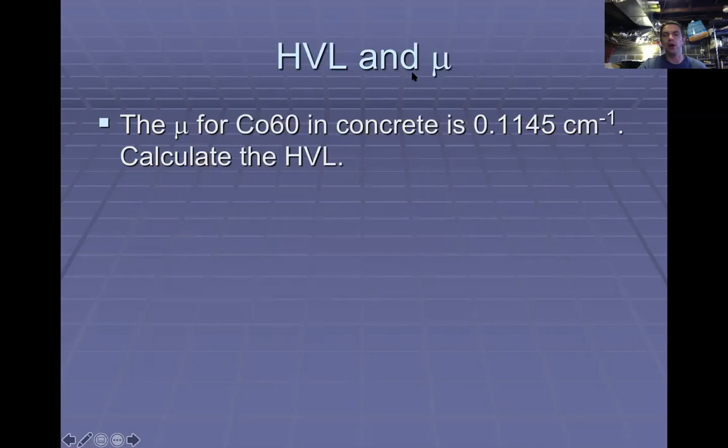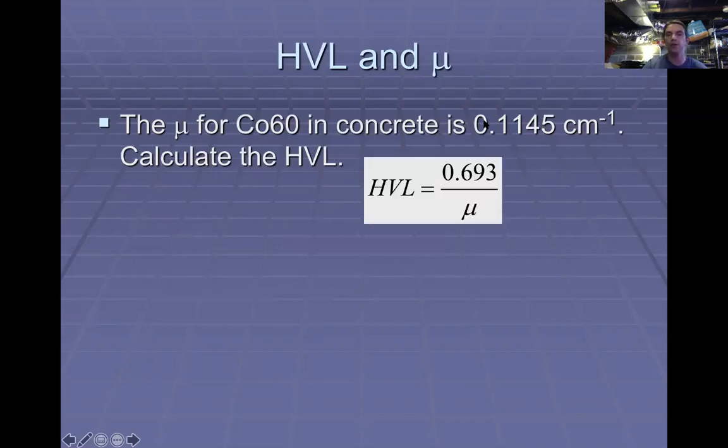We also want to talk about half value layer and mu. We know that these are linked very closely through this equation, and that means that all you have to do is just plug in the values. Just a little more in-depth on mu: I had mentioned that it's called the linear attenuation coefficient. It's essentially how much radiation drops off per centimeter of material that it passes through.